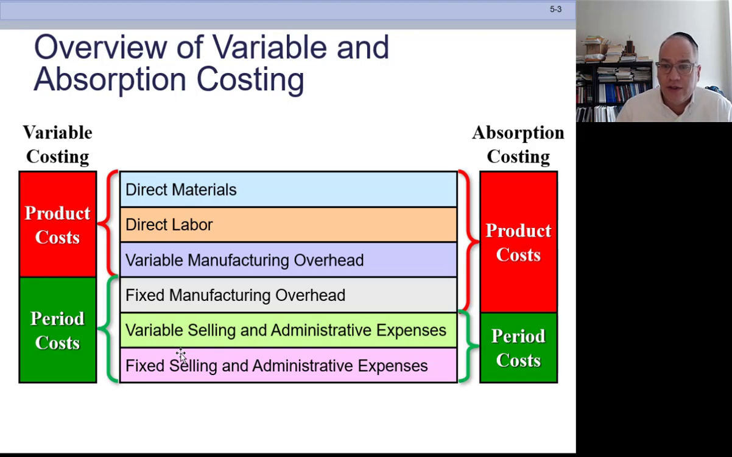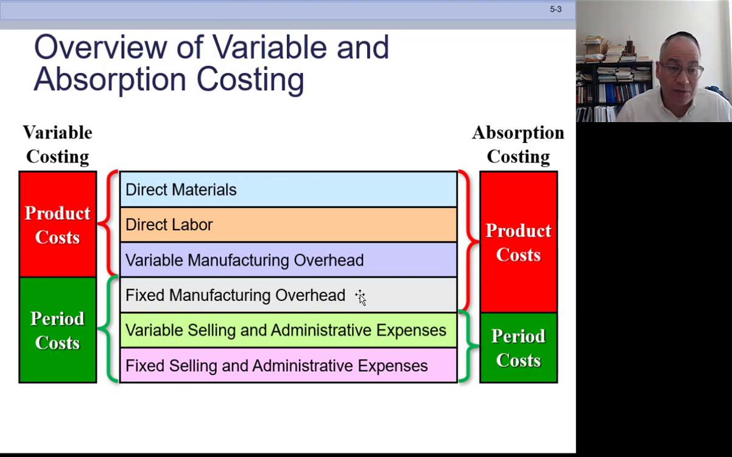Absorption cost includes fixed overhead into product costs. So product costs include not only direct materials, direct labor, and variable manufacturing overhead, but they also include fixed manufacturing overhead. And that's logical because fixed manufacturing overhead is part of the cost of making things. And therefore, it makes sense to include that in product costs.